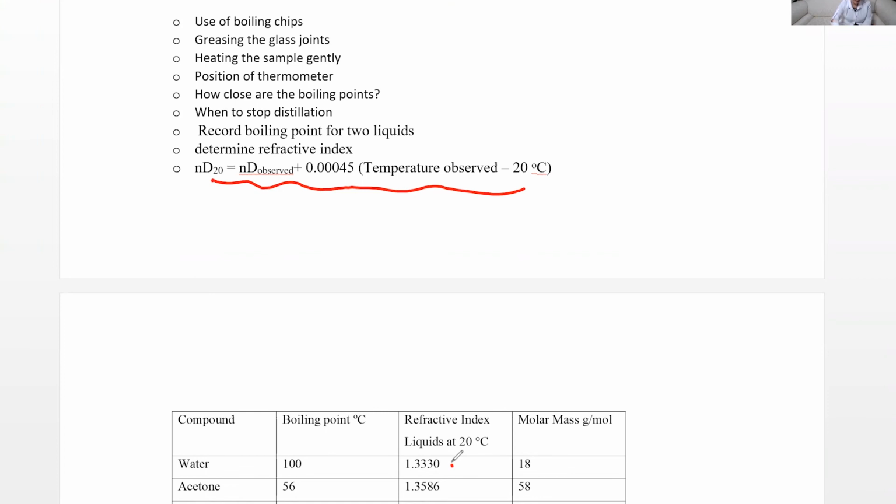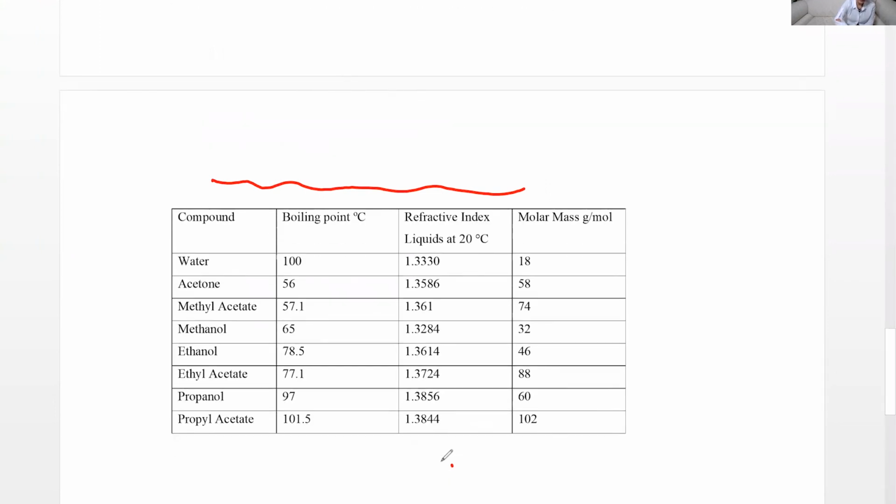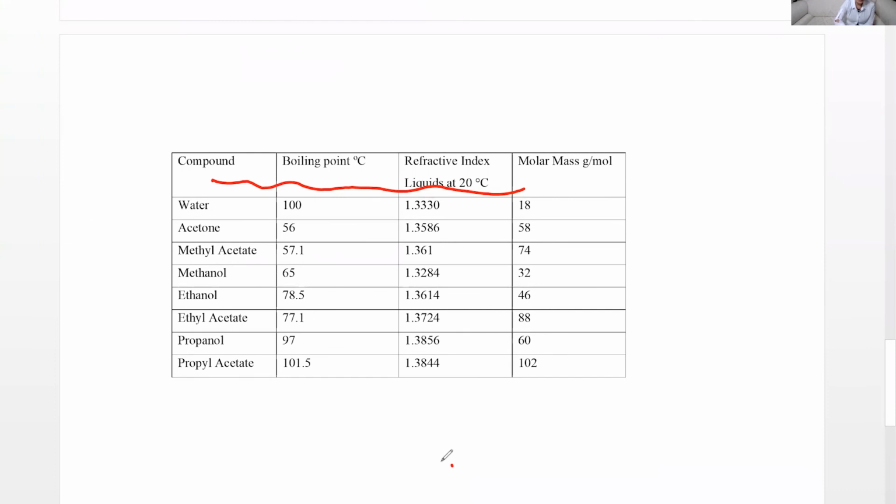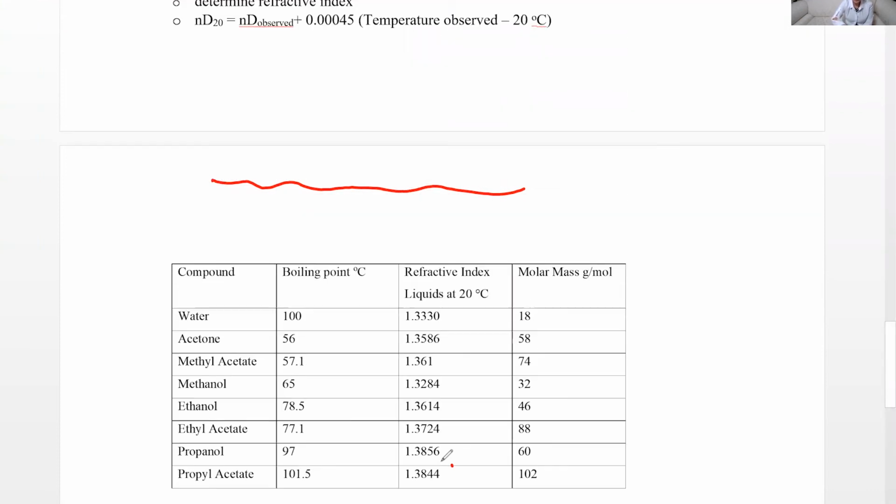So you can compare the calculated value with the literature value. The closer the value is to the literature value, the more pure your sample is. And if your sample is unknown, you can actually use the refractive index and the boiling point together in order to find the name for your unknown sample. And as I said, this pre-lab discussion is just to help you do well on the pre-lab quiz.